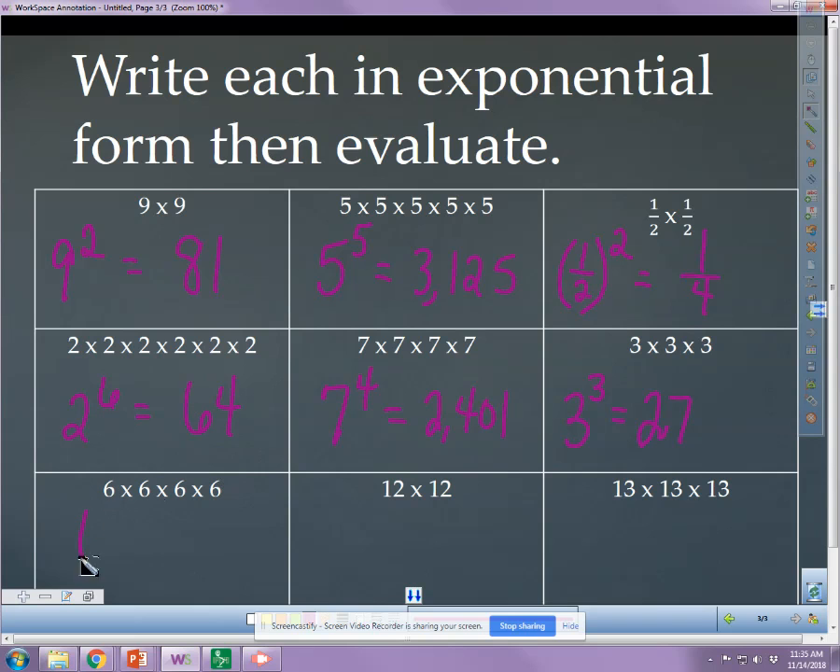The next one is 6 to the 4th power, which is 1,296. Number 8 would be 12 squared, because there's 2 12s, which would be 144. And then the last one would be 13 cubed, which is 2,197.